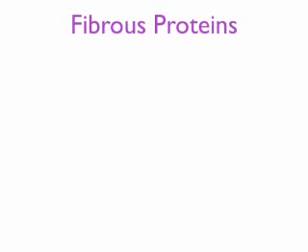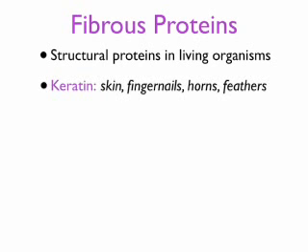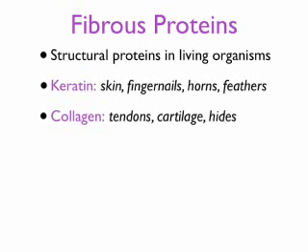Firstly, there are two classes of proteins that we're interested in. The first kind of protein is called a fibrous protein. Now, fibrous proteins are structural proteins in living organisms. In other words, they're molecules that tend to make up that organism, that are involved in the structure, the physical aspect of the organism. For example, keratin is a protein that you tend to find in skin and fingernails and horns and feathers. It's got that fibrous structural component.